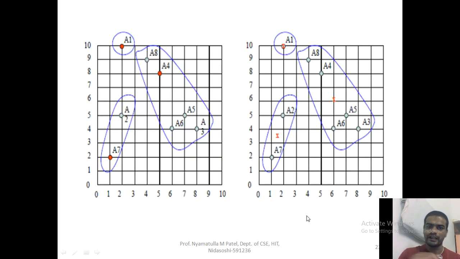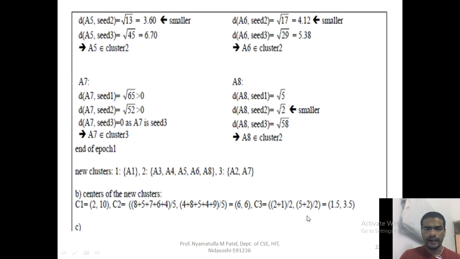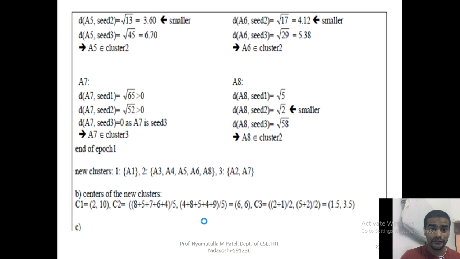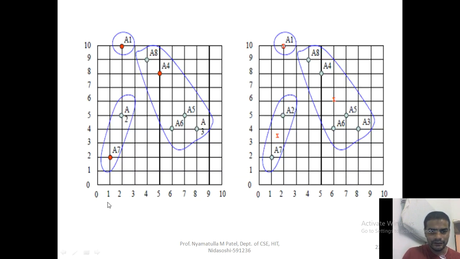Now I need to plot a graph. I need to plot the graph of 10 cross 10. So this is a 10 cross 10 point. So A1, what is the value of A1? 2, 10. So this is 2 and this is 10. So this is your A1.